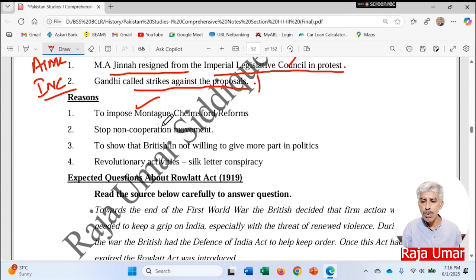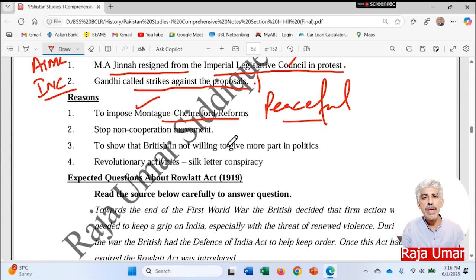Then the reasons why this particular act was imposed: to impose the Montagu-Chelmsford reforms peacefully, as they were perceiving that when these reforms would be brought forward, the people would protest or react very strongly against them. So just to restrict the people from going against those reforms, the Rowlatt Act was passed, as the people were warned that they would be arrested without any warrant, detained without bail, or the provincial governments could evacuate them from the places where they were living. So the major reason was the imposition of the Montagu-Chelmsford reforms.